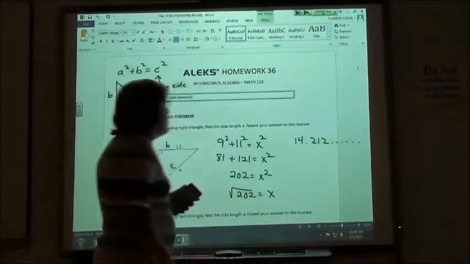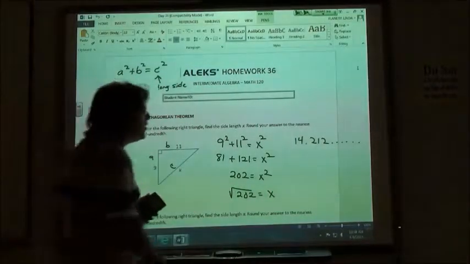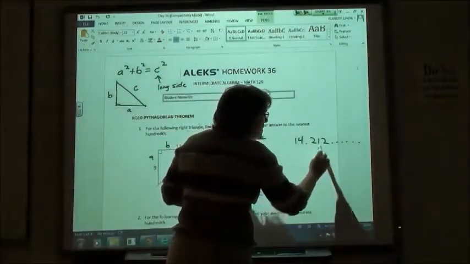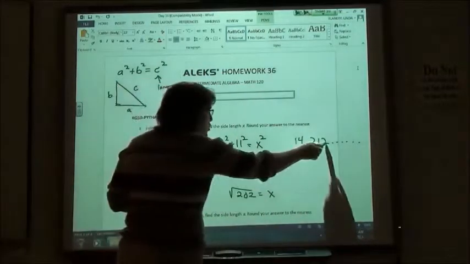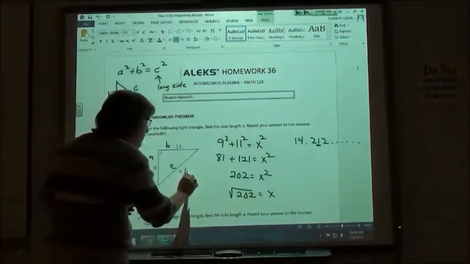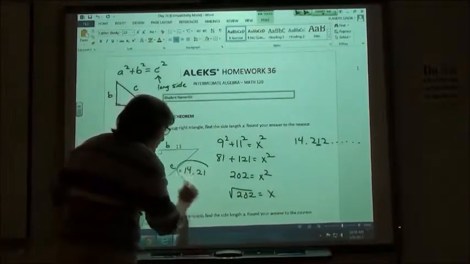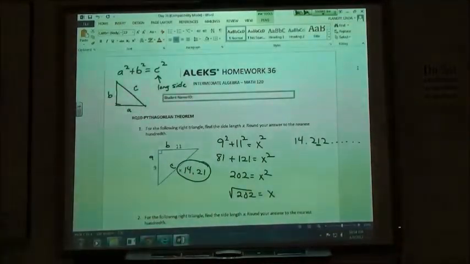14.212... We want to round our answer to the nearest hundredth, so we need to carry this at least 3 places because the hundredth is 2 places. Since there's a 2 behind that, we're going to round that off to 14.21. So x is going to be 14.21.